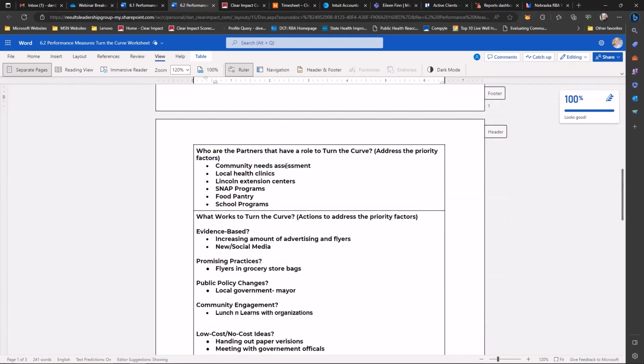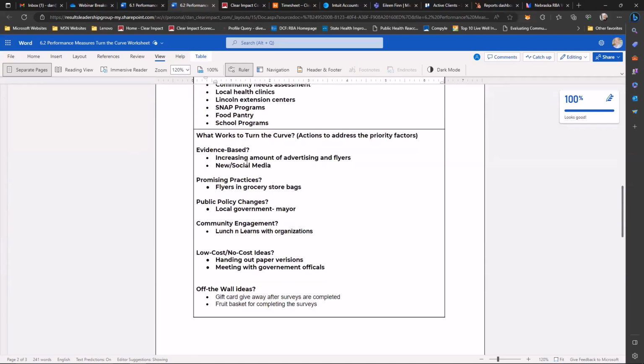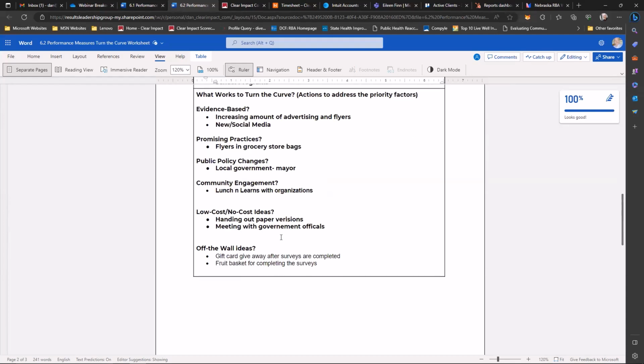And then here are your partners. The only thing I would highlight, again, be specific: what local health clinics, what food pantries, unless there's only one, and what schools are you going to engage? And then again, looking at increased amount of advertising and flyers, good idea. News, social media, flyers in grocery bags. These are all potentially good action steps you could take to increase the number of people submitting your surveys, including certainly different ways of doing it, paper version and off-the-wall ideas.